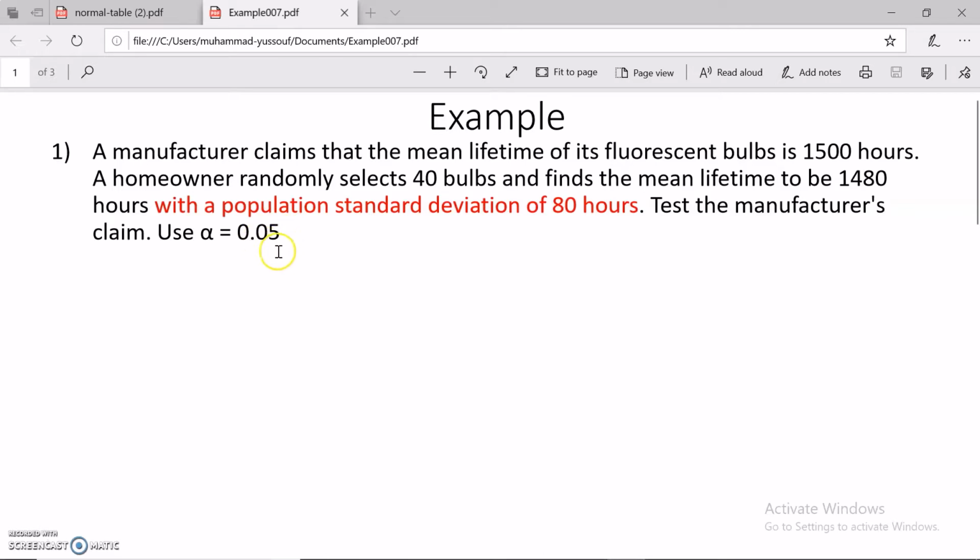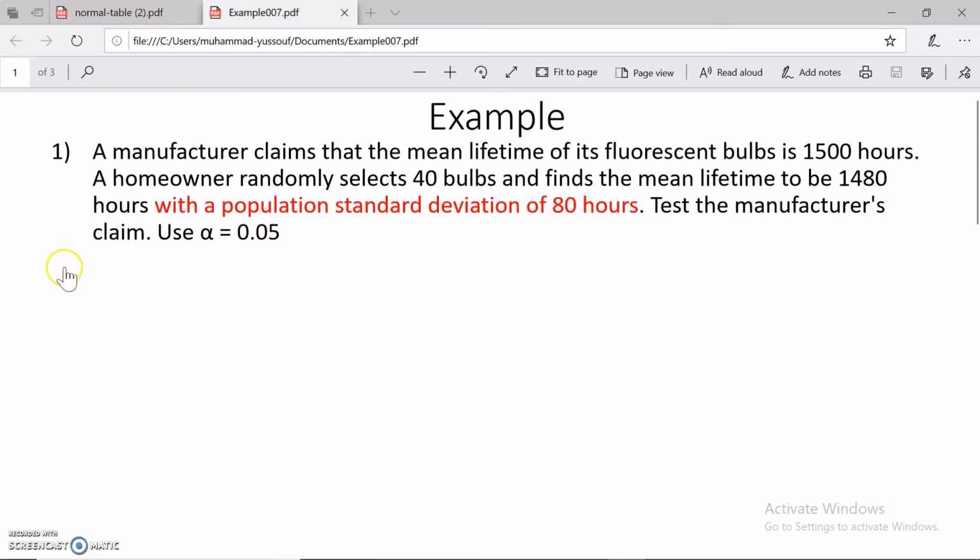So in this example, we are asked to perform a hypothesis test for one population mean when the population standard deviation is known. And we are going to apply the p-value approach, the p-value method. Recall from my earlier video, there are 5 steps for performing this hypothesis test. We are going to perform these steps one by one.